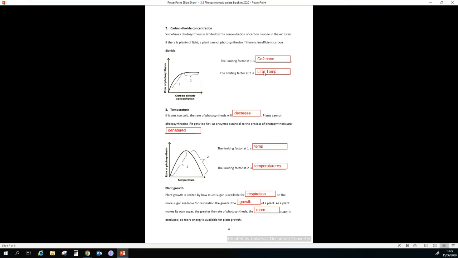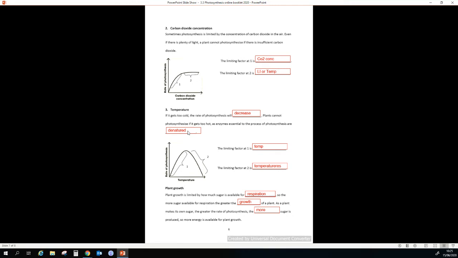So it's either light intensity or temperature. Temperature is a bit different. If it's too cold, photosynthesis won't happen because there's not enough energy. And if it's too hot, the proteins get what we call denatured.